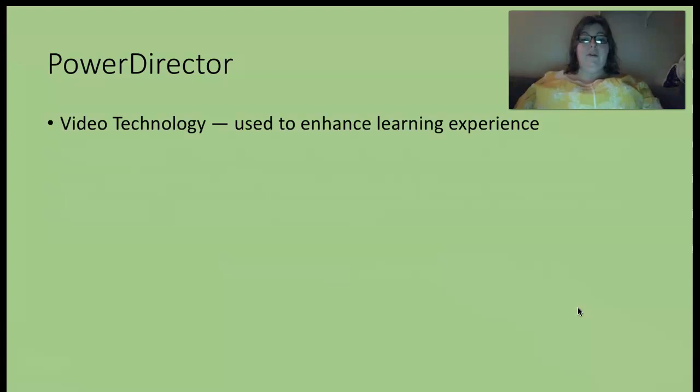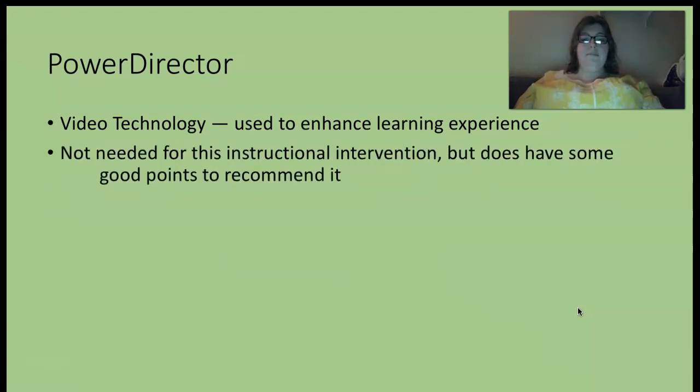PowerDirector also enhances learner experience, but this time through the use of video. However, PowerDirector will not be needed for this particular instructional intervention, but it does warrant consideration for future projects.